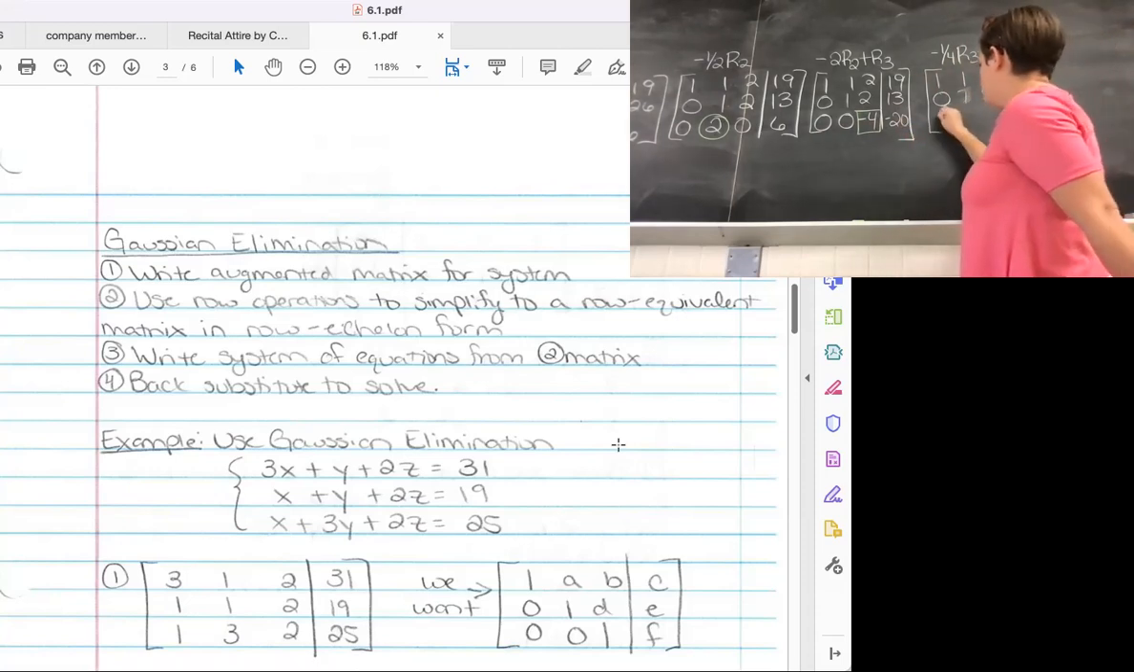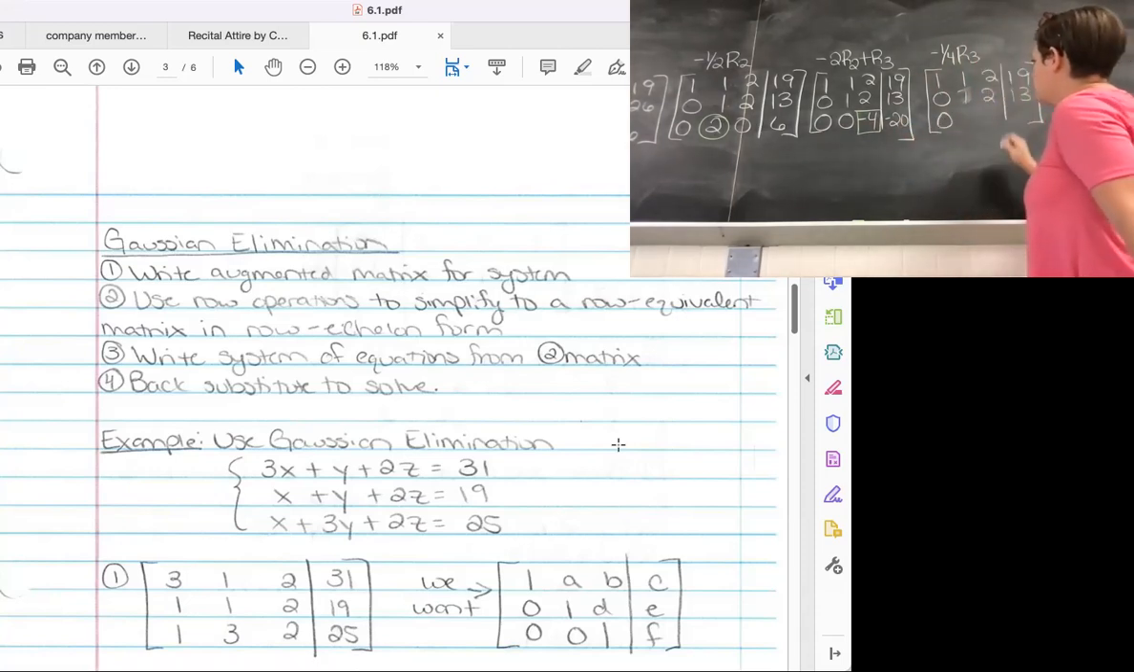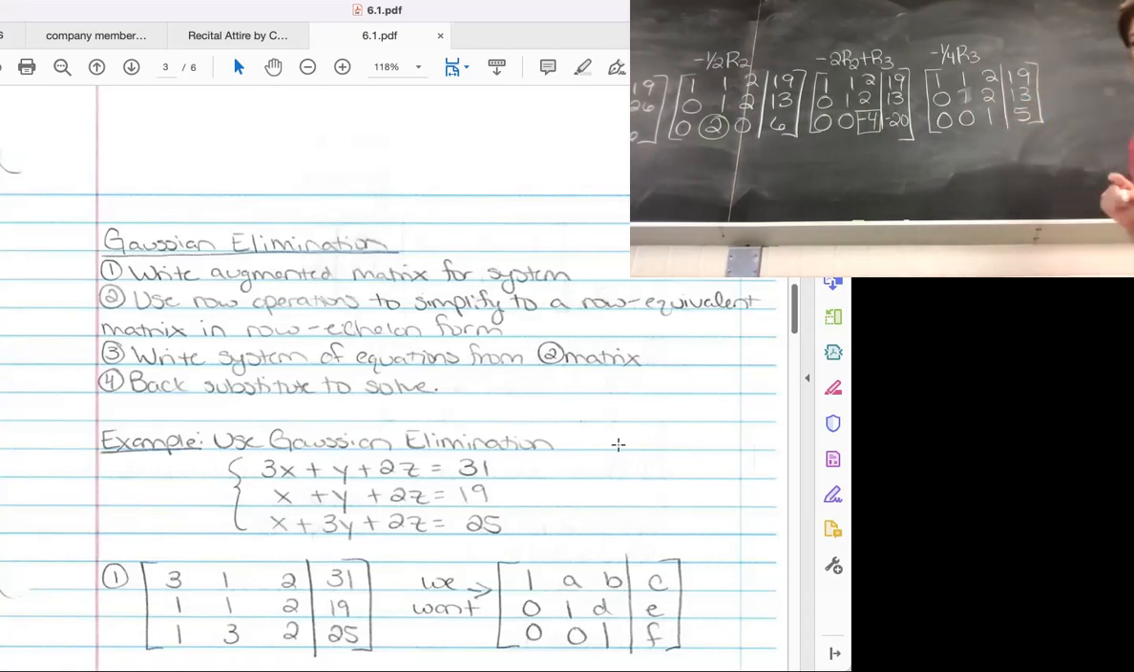-1/4 times 0 is 0. -1/4 times 0 is 0. -1/4 times -4 is 1, and -1/4 times -20 is +5. Now we are at the point where we have achieved row echelon form with our matrix. So step number 3 says we need to write a system of equations from this matrix.